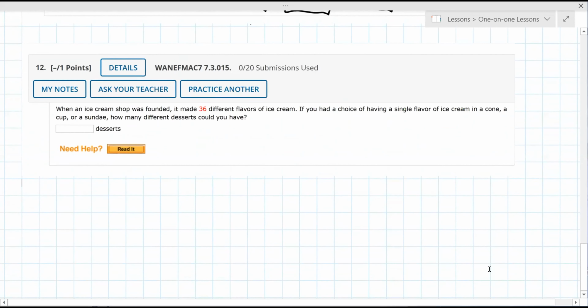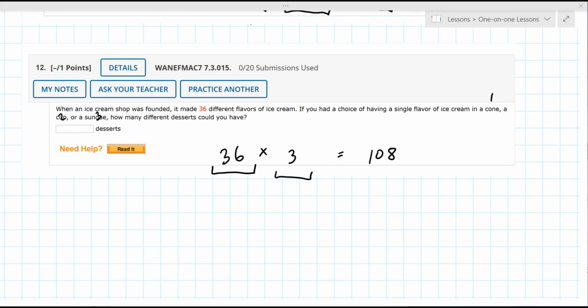All right, so an ice cream shop was founded. It made 36 different flavors. If you had a choice of having a single flavor of ice cream in a cone or a cup or a sundae, how many desserts could you have? So there's 36 different flavors, and then there are 1, 2, 3 other ways of having it served. So 3 times 36 is 108. 108 different desserts. Okay, that is correct.